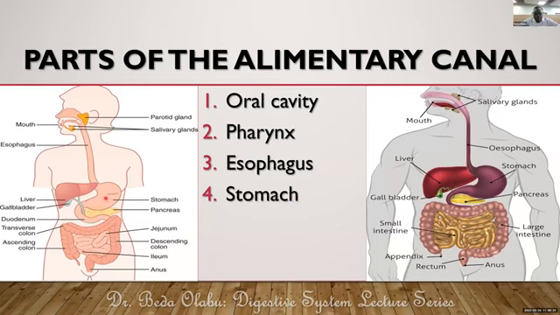Then from the stomach, food goes to the small bowel or the small intestine. And when we talk of the small intestine here, we are referring to 3 segments in order. The first segment of the small intestine is the duodenum, followed by the jejunum, and then lastly, the ileum.